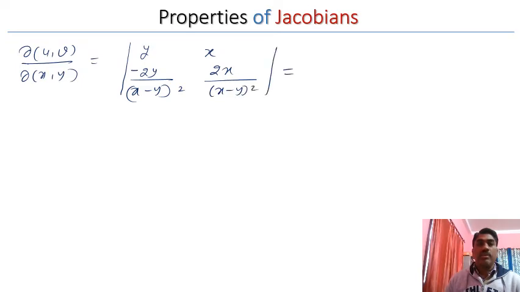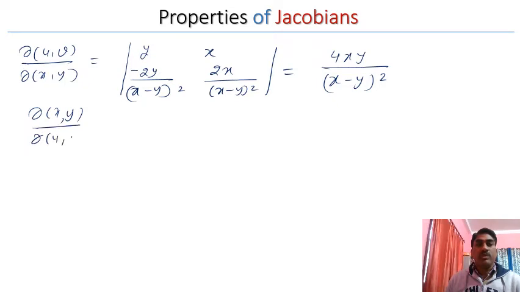So open the determinant, you will get 2xy by (x minus y) whole square plus 2xy by (x minus y) whole square. So this will be 4xy divided by (x minus y) whole square. So this is the Jacobian of uv with respect to xy. But the question demands the Jacobian of xy with respect to uv. So as per our property, this is equal to (x minus y) whole square divided by 4xy.